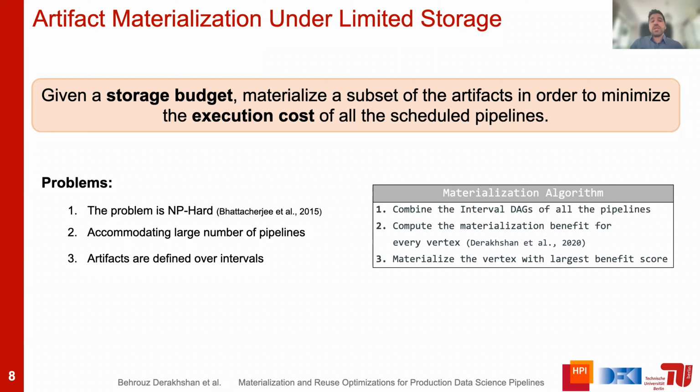The overall solution that we propose is the following. First, we combine the interval DAG of all the scheduled pipelines. Then we compute a benefit score for every vertex in this combined DAG. We utilize our earlier work for computing the materialization benefit. And lastly, we materialize the vertex with the largest score.